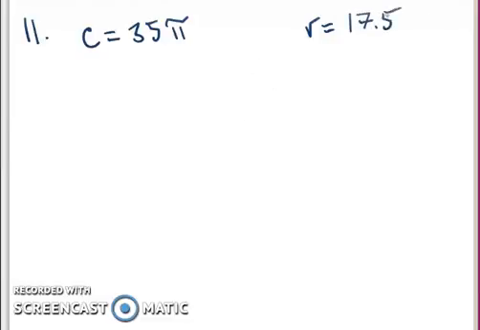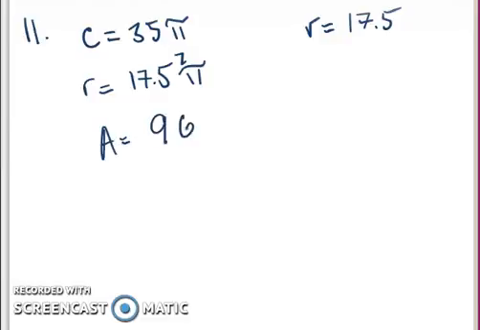So my area is going to equal 17.5 squared pi, or pi r squared. And if I do that, I'm going to just do decimal. Area is going to equal 962.1, and that's in square inches.